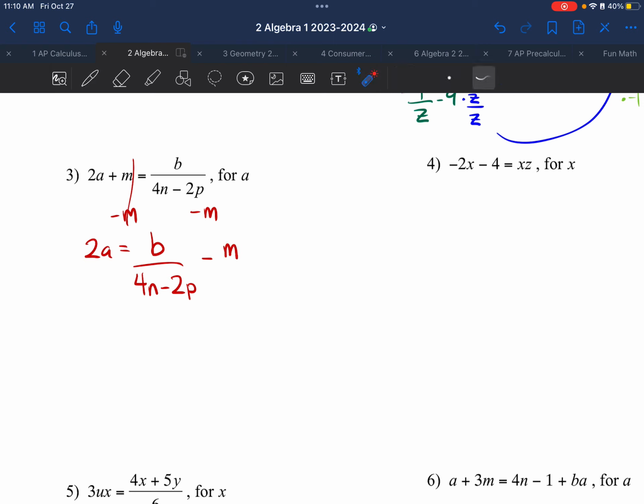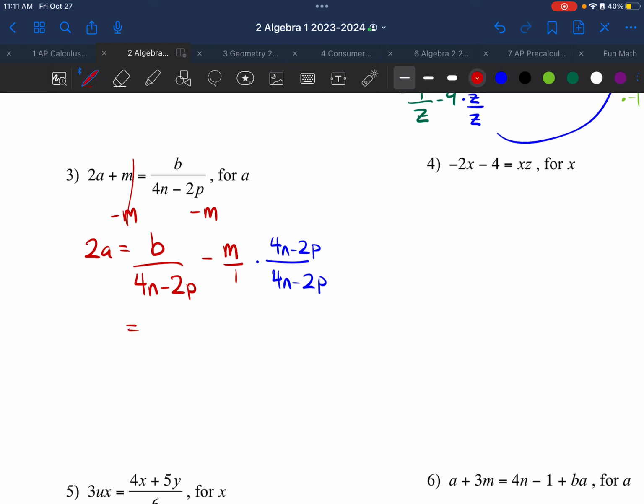And yet again, we need to combine our fractions. This is technically a fraction, m over 1, right? So in order to subtract these fractions, I need to have the like denominator. I need to have this denominator and this denominator be the same. What we're missing is this denominator needs to be multiplied by this 4n minus 2p, and this denominator needs to be multiplied by 1, I guess. You don't really need to multiply by 1 because that's the same thing as this by itself. So I'm just going to multiply both the top and bottom by 4n minus 2p. And that's going to leave us with the following.